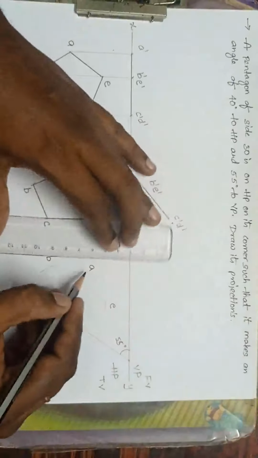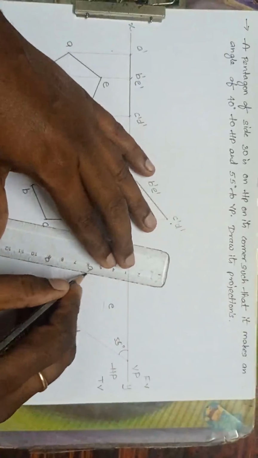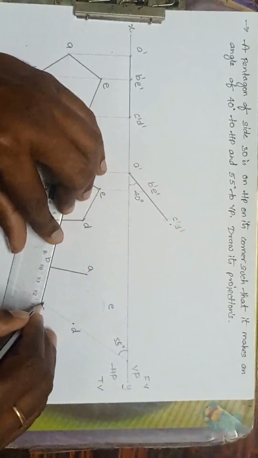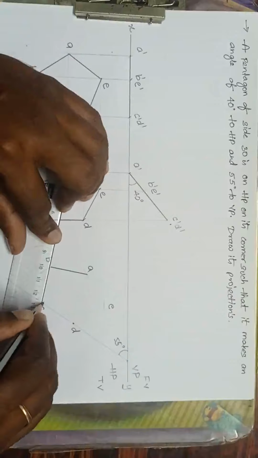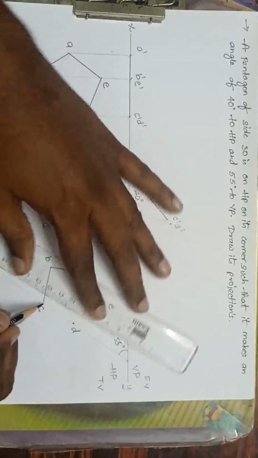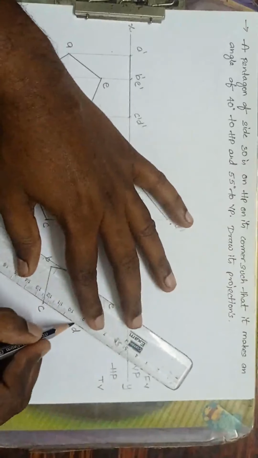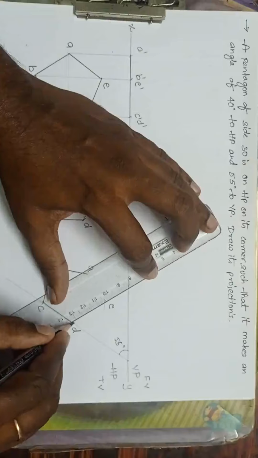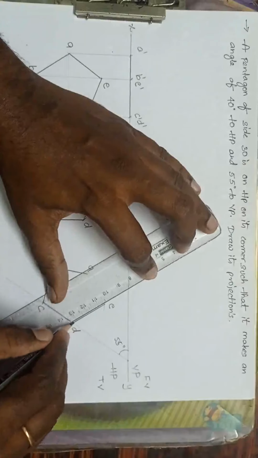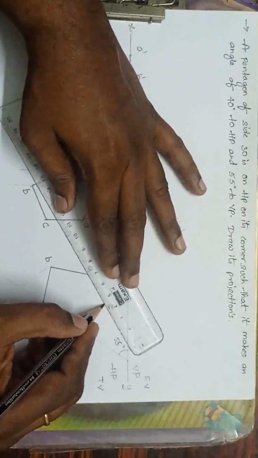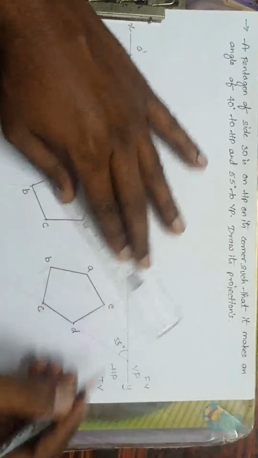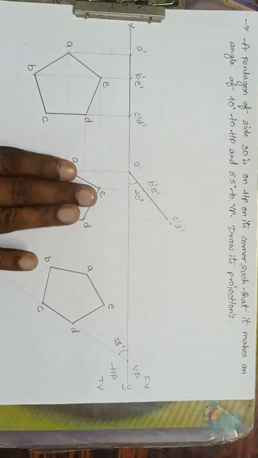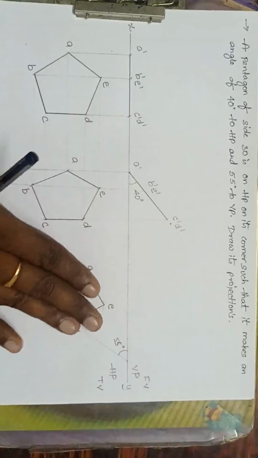Okay, now join AB, join BC, join CD. Okay, I have to make this plane dark. Next AE. This is AE. I have taken this plane at an angle of 55 degrees. Okay, I make this plane at an angle of 55 degrees.